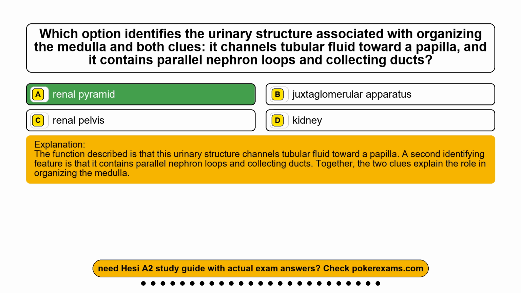The function described is that this urinary structure channels tubular fluid toward a papilla. A second identifying feature is that it contains parallel nephron loops and collecting ducts. Together, the two clues explain the role in organizing the medulla.